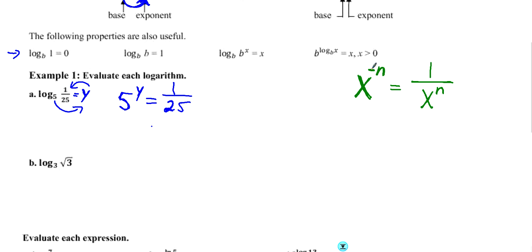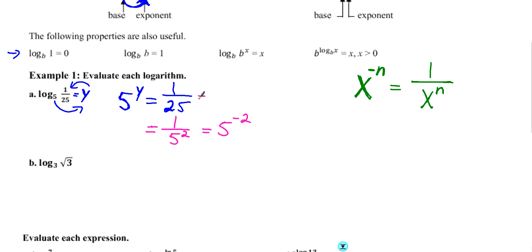So that's the formula I'm going to use to help me figure this out, because I'm going to rewrite 1 over 25 as 1 over 5 squared. Because everybody will agree with me, 25 is indeed 5 squared. And then I can rewrite that as 5 to the negative 2 power.